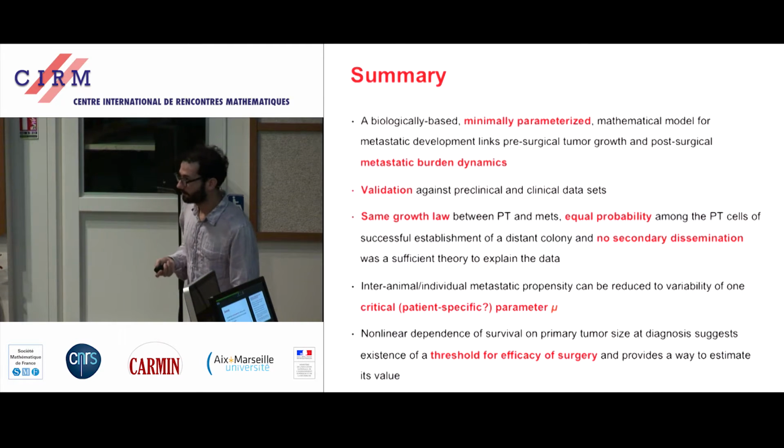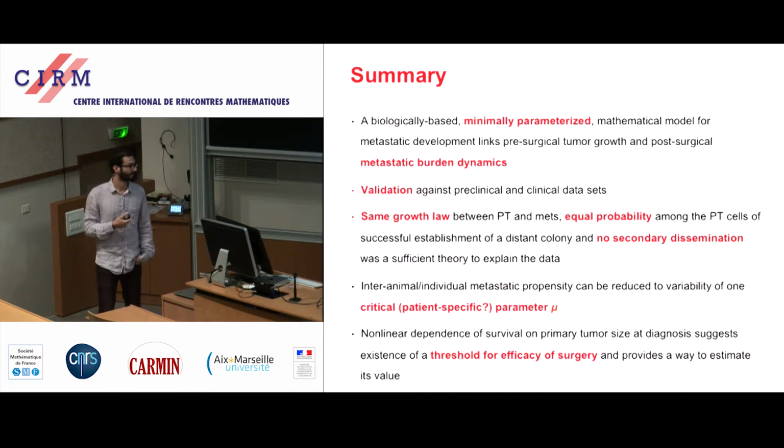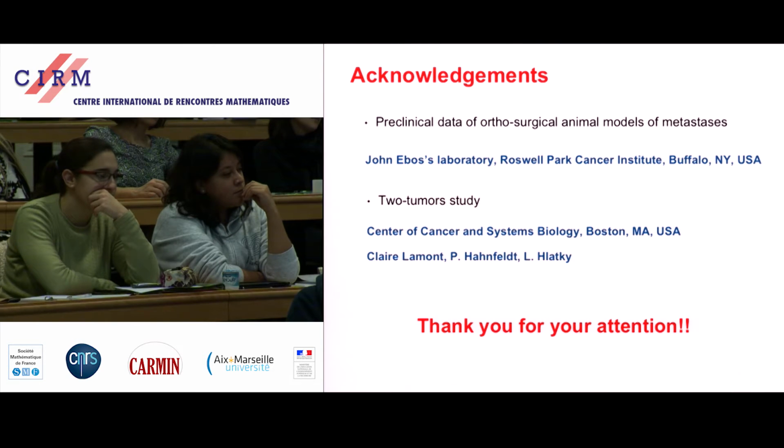I really wanted to emphasize one thing that we believe in very much with this model: this parameter mu. We think that we could have some good ways to calibrate this using some genetic expression data on the primary tumor, and it could be a great way to estimate in a patient-specific way the probability of metastatic relapse, but not only that, also this nonlinear dependence of the survival on the primary tumor size. Okay.